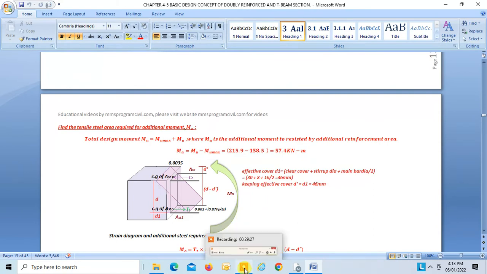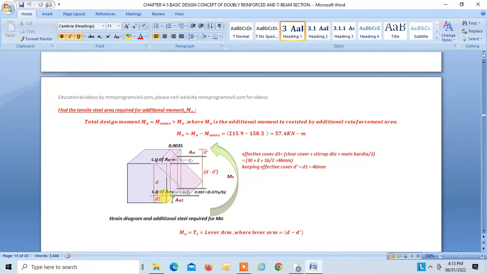For this we have to find AST1. Before finding AST1, first we have to fix our D1 and D dash. D1 is the distance from the CG of the tensile steel to the outer face. So clear cover, we know nominal cover is 30 mm. Then it will be clear cover plus the diameter of the stirrup, that is 8 mm, plus half the diameter of the main bar. We are assuming that we are going to use a 16 mm dia bar, so 16 divided by 2. So this is equal to 46. So D1 is equal to 46. Similarly, D dash we are also keeping as 46.